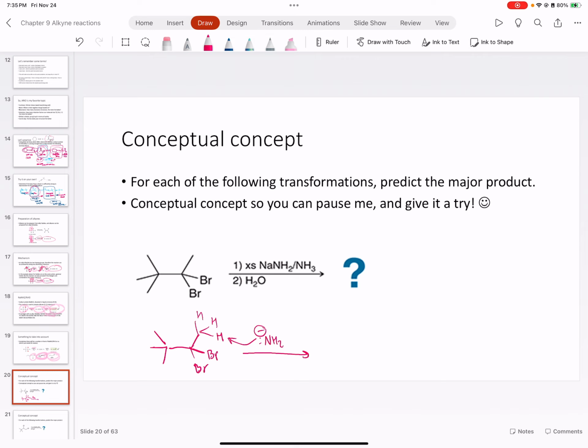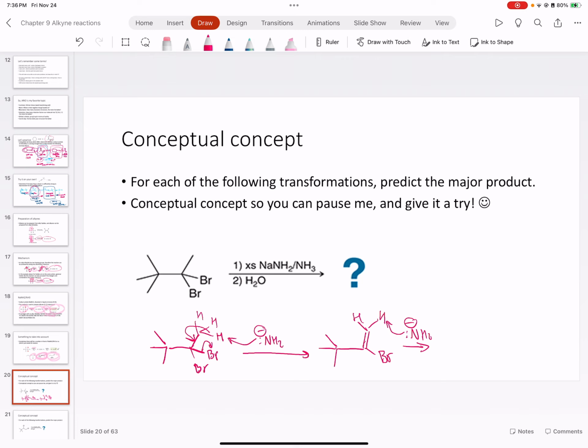So then it's gonna technically be like a base. It's gonna take a proton, and at the same time we're gonna have a leaving group simultaneously. And then this one is gonna go on to create a double bond. And then again, since we have excess, we can do the same reaction again.